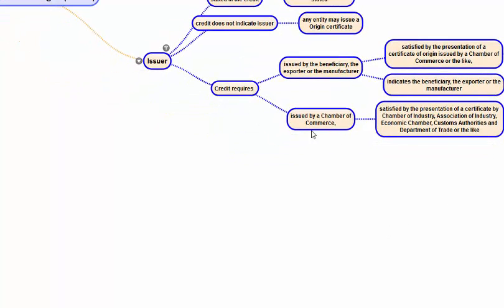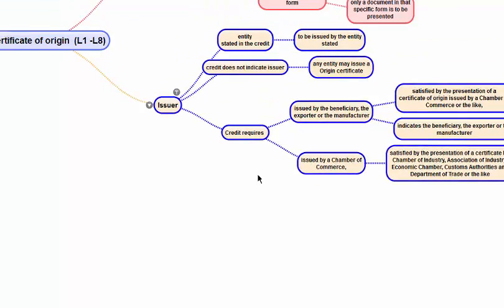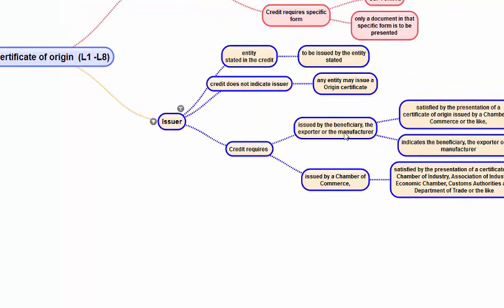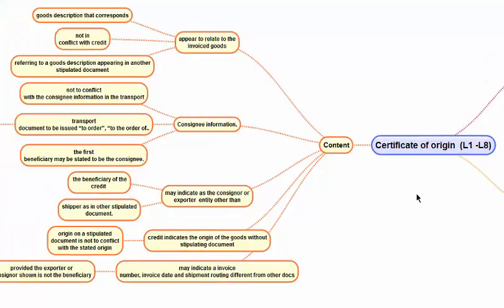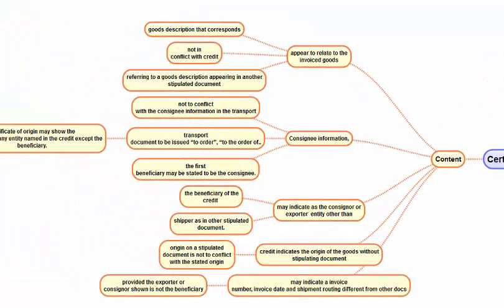If the credit requires certificate issued by the Chamber, then it can be issued by Chamber of Industry, Association of Industry, Chamber of Commerce, Customs Authority, Department of Trade, or anybody else. But it cannot be issued by beneficiary. But if the beneficiary is to be the issuer as per the credit, then it can be issued by any party identifying the beneficiary or the exporter. Now let us have a look at the content of the certificate of origin.